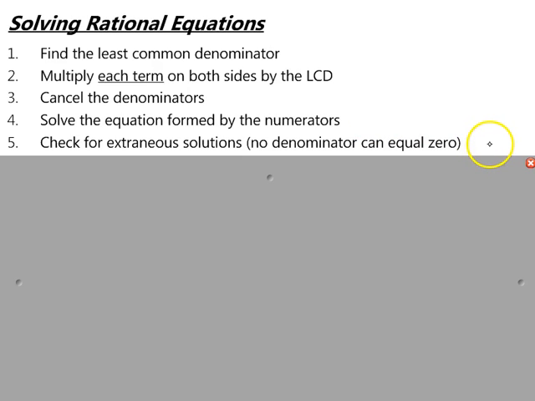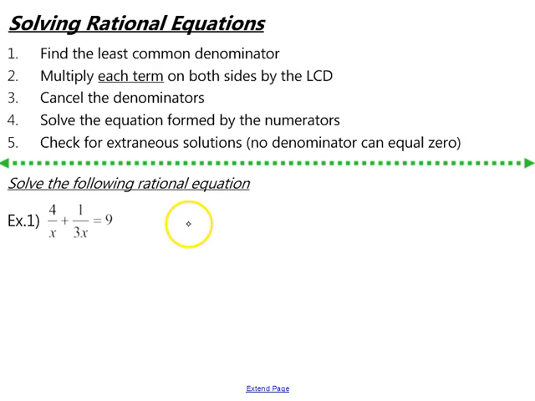So remember, just because you solve for a value of x doesn't mean that it's always going to make the equation true. So we need to make sure that none of the denominators equal 0 when we substitute that value of x back in. So let's go ahead and follow the steps to solve this rational equation.